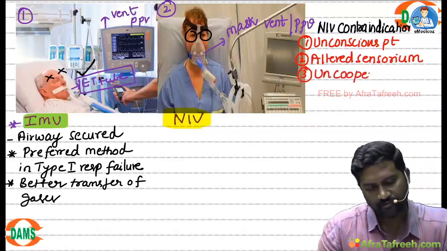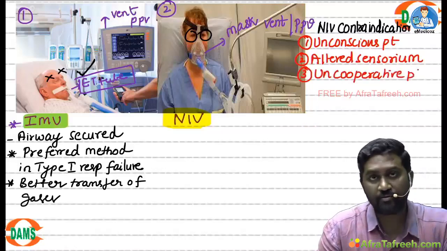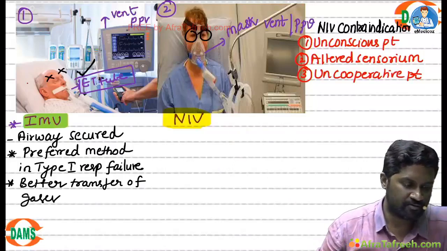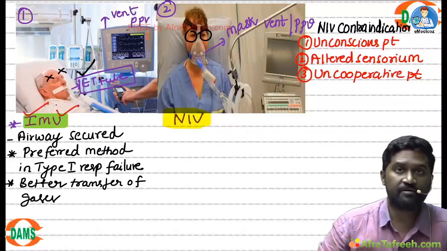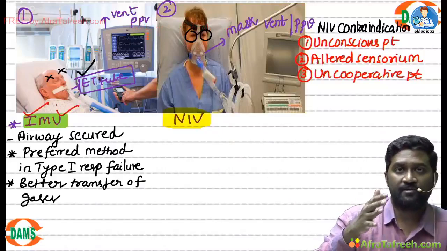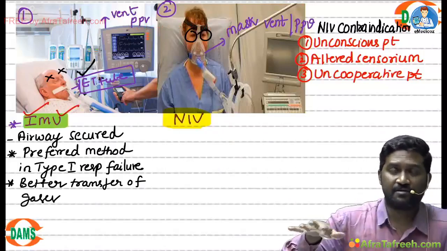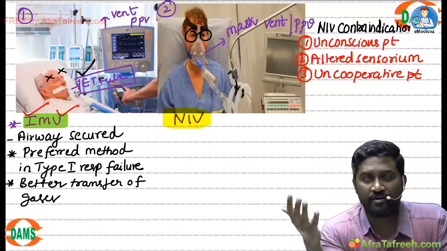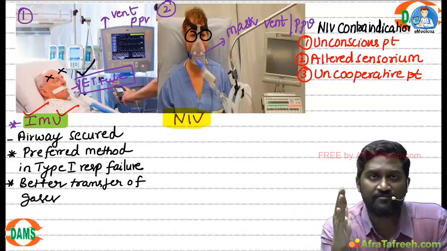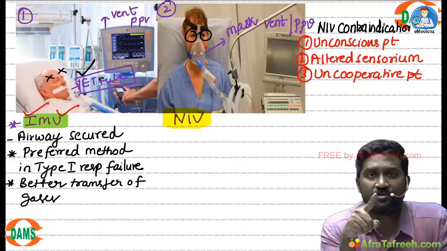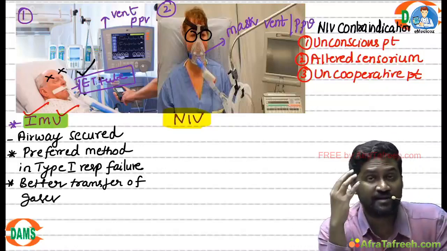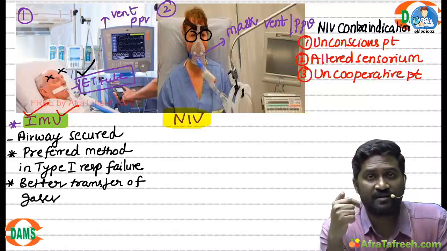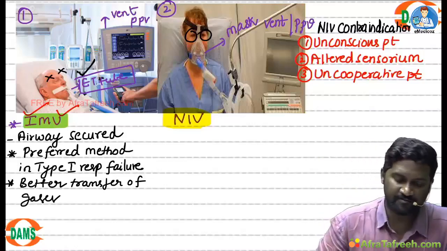Uncooperative patient. If the patient is uncooperative, he can easily pull out the mask. Now my question is, can you give IMV in an uncooperative patient? Whenever you are giving IMV, you are completely sedating the patient. You are knocking the patient down. So there is no point of cooperation or non-cooperation. He has to bear with it. Whereas in NIV you cannot give sedation. If you give sedation, there can be respiratory depression, CNS depression, unconsciousness, and there can be increased risk of aspiration.